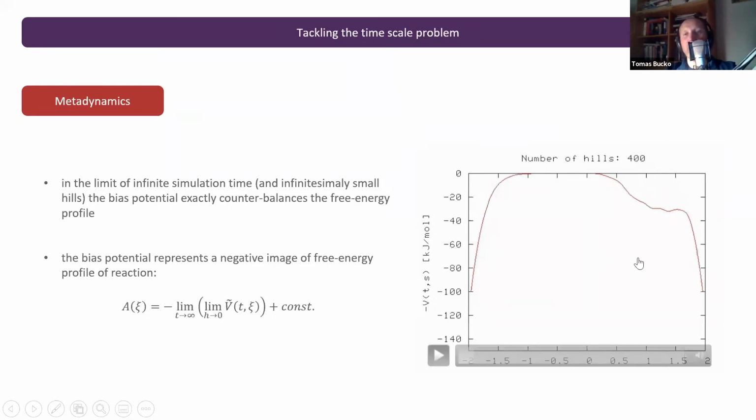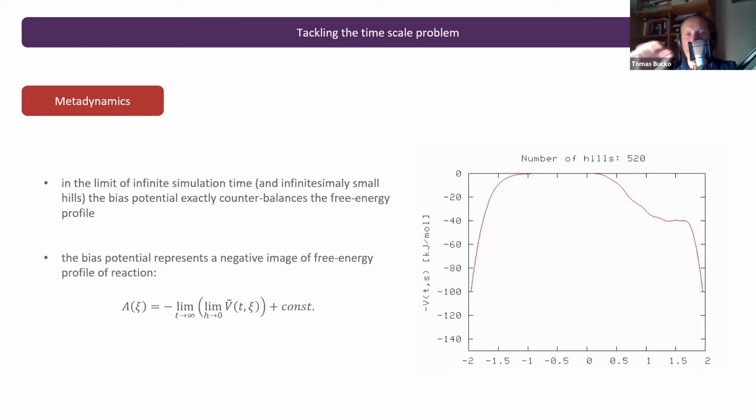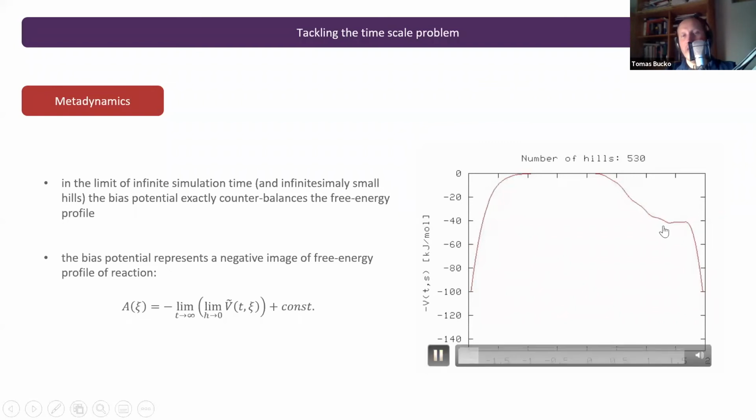So we start by sampling the reactants basin, right? At every visited place, we deposit a small Gaussian until we fill out the reactants basin completely. Then we start sampling the product part, and once this is filled out completely, then we just switch there and back.